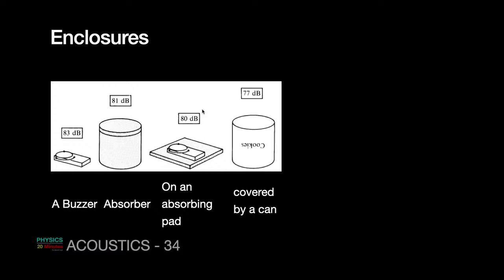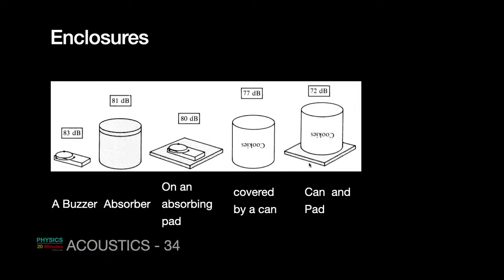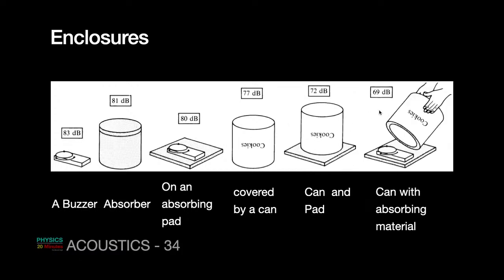Then if you cover it with a metal can, a cookie can, etc., it has been observed that it drops to 77 dB. So there is a considerable drop of 6 dB from 83 to 77. Now, if I use both a padding at the bottom and the can at the top, then the overall level drops to around 72 dB.